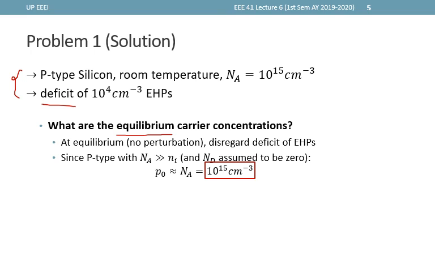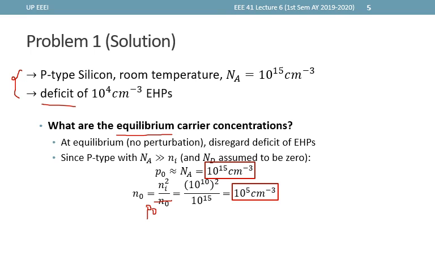So next, we solve for the equilibrium minority carrier concentration, N naught, using the law of mass action. So N naught is equal to Ni squared over P naught.